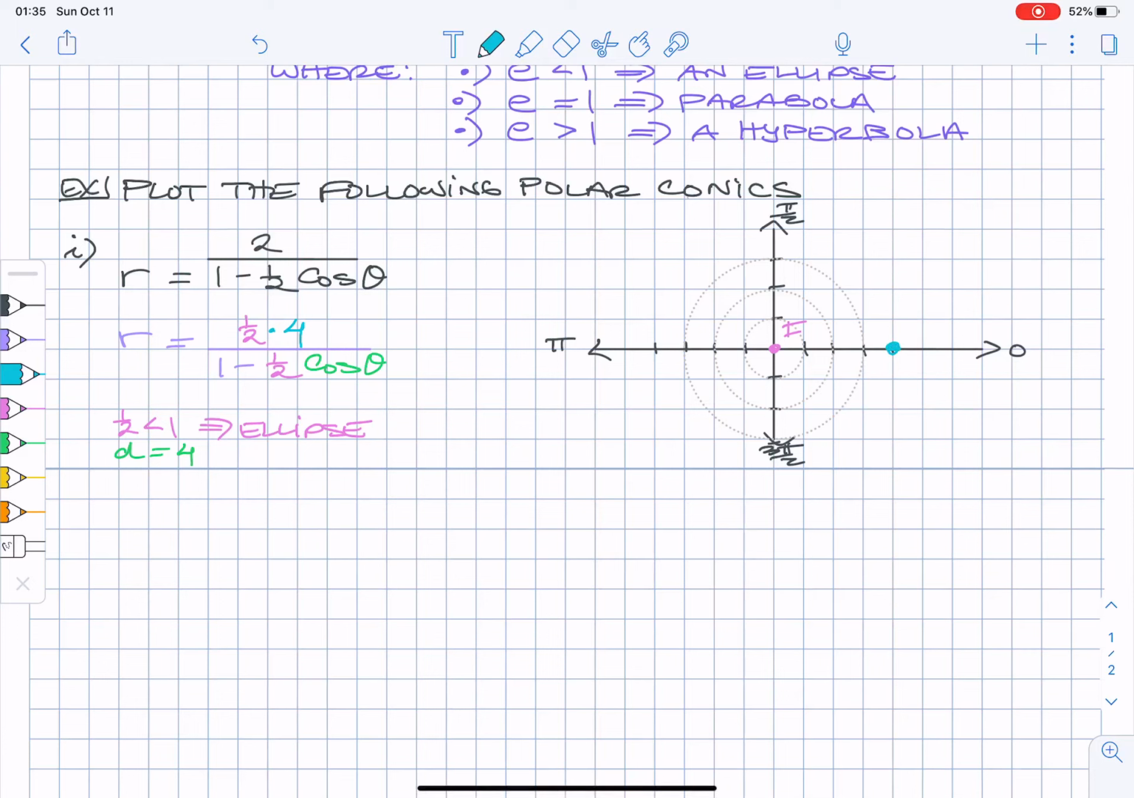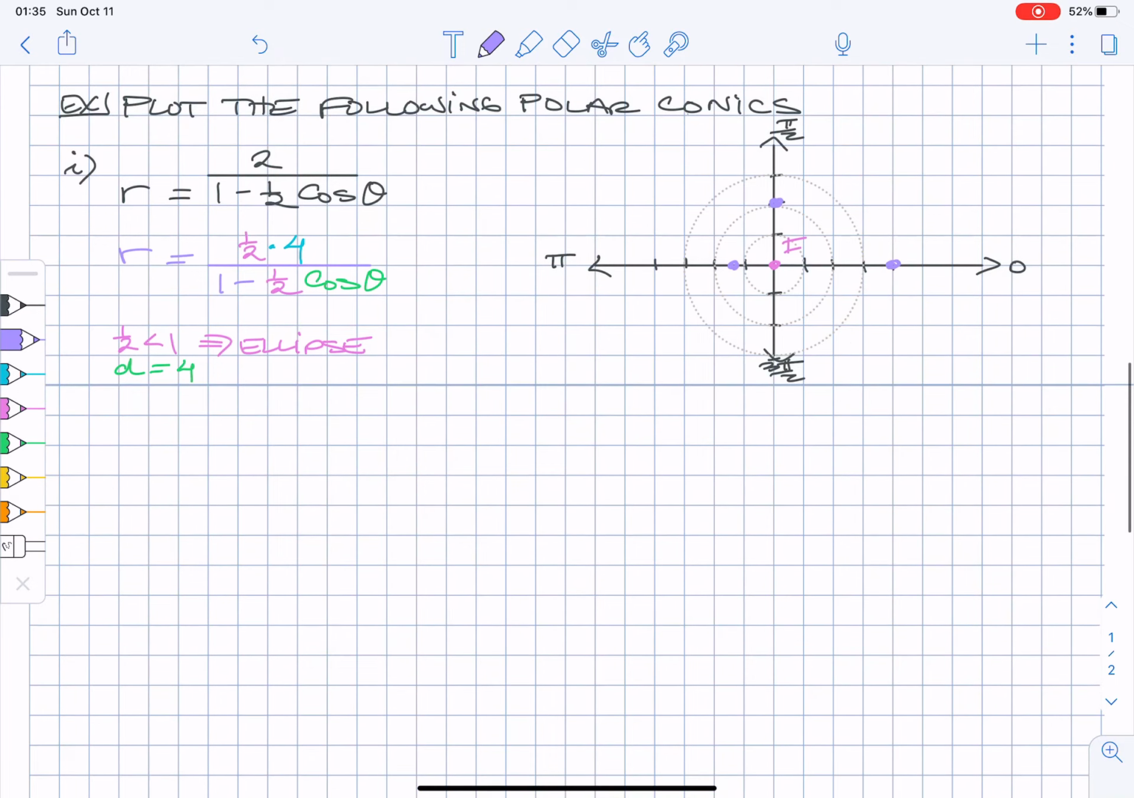The radius will be, actually, let me make that in purple. The radius will be 4 at 0 radians. At pi over 2 radians, cosine is 0, so I just get a radius of 2. At pi radians, cosine is -1, so I'll have 2 divided by 3/2, that's 4/3. 4/3 is 1 1/3. So that's my radius in the direction of pi. Then once again, at 3 pi over 2, cosine is 0, so I just get a radius of 2.